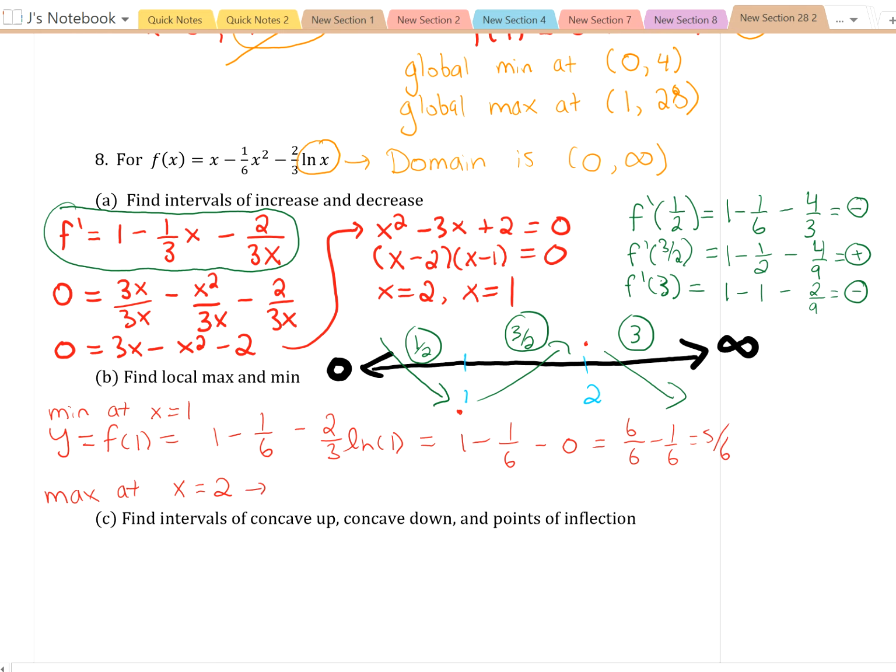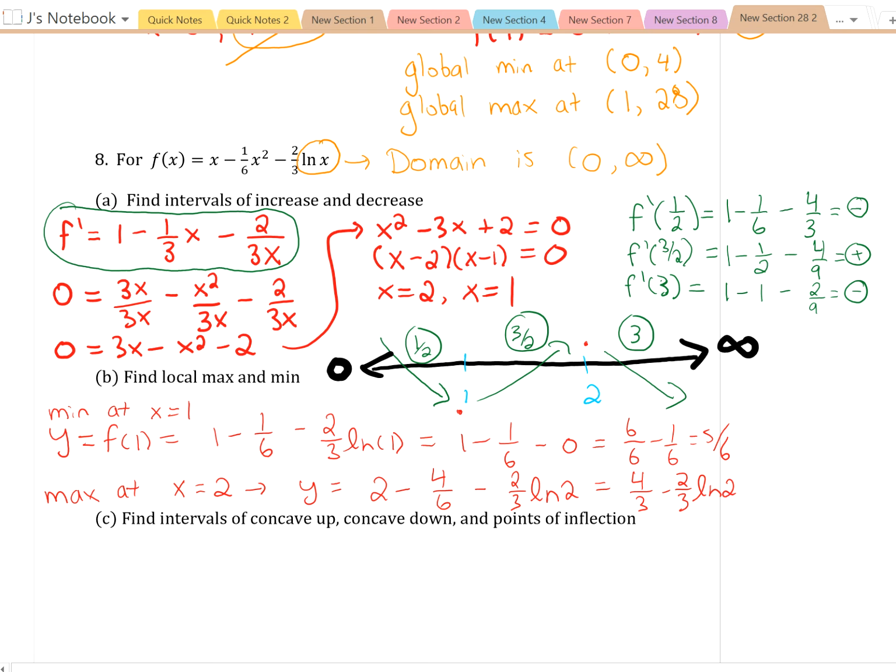And then for 2, we have y is equal to 2 minus 2 squared over 6, so that's 4 over 6, minus 2/3 ln 2. Ln 2 is just ln 2. Don't touch it. Don't do anything to it. 2 minus 4 over 6, that's going to be 2 minus 2/3. So that's 4/3 minus 2 over 3 ln 2.